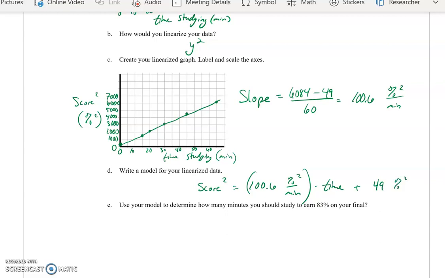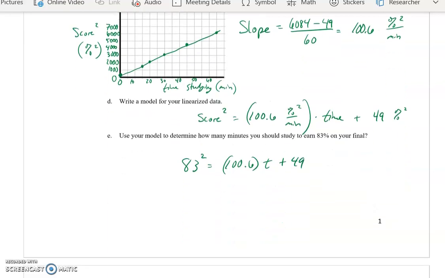In E, we're going to use our equation to determine how many minutes you would study to earn an 83 on your final. So 83 squared equals 100.6 times t plus 49. And if you solve this, you'd get a t of 68 minutes.